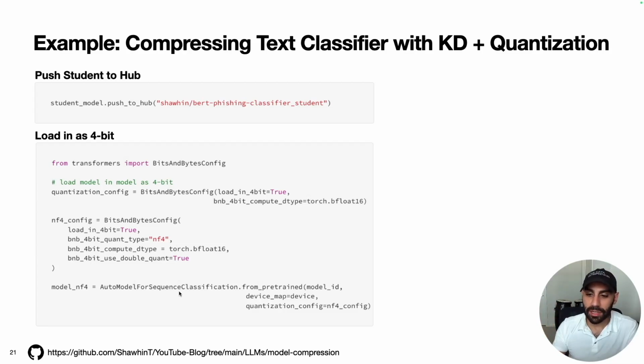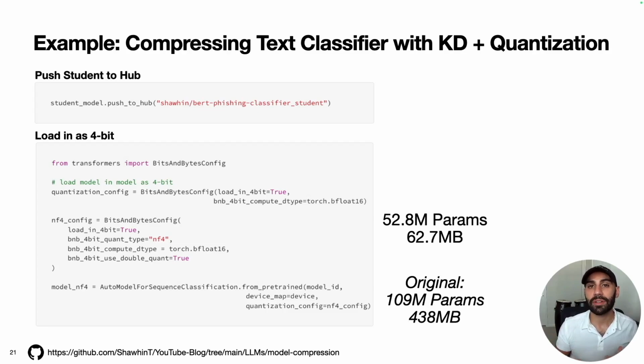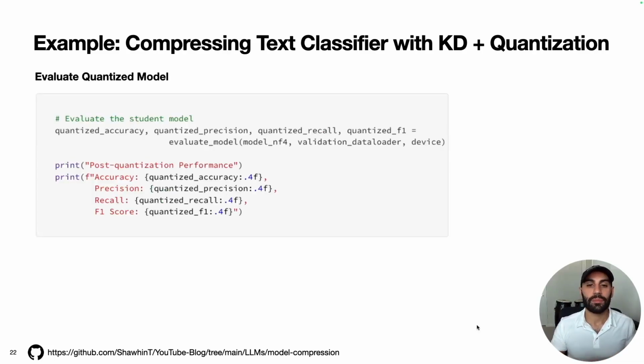Once we set up this config, we can simply just load in our student model from the Hugging Face hub using this config file. So the result of that is we have still the same number of parameters, 52.8 million, but we've reduced the memory footprint. So we went from 211 megabytes down to 62.7 megabytes. Then comparing that to our original teacher model we started with, we cut the number of model parameters in half, and then we reduced the memory footprint by about 7x. But we're not done yet.